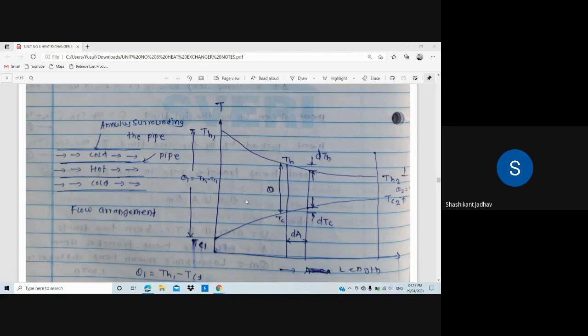Okay, and we are considering one small elemental area. The area of the small elementary area that we consider will be dA. So we have denoted it at the center as dA. And what is the temperature of the hot fluid at that particular dA? That is TH, and the temperature of the cold fluid is TC. And what is the temperature difference? That is θ. We have denoted the small temperature difference for the hot fluid as dTH, and for the cold fluid as dTC.